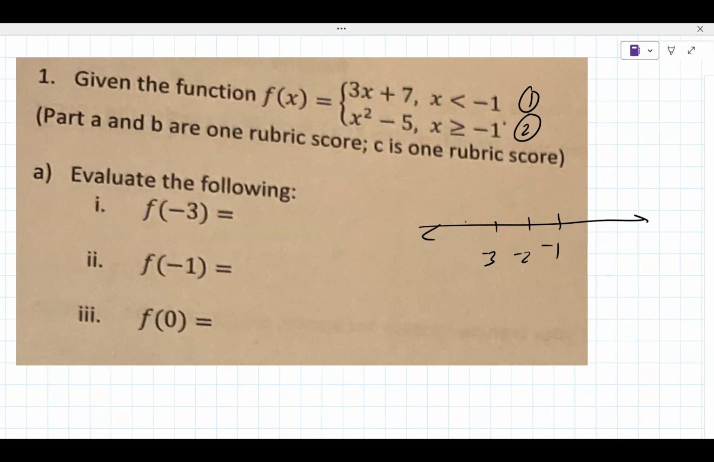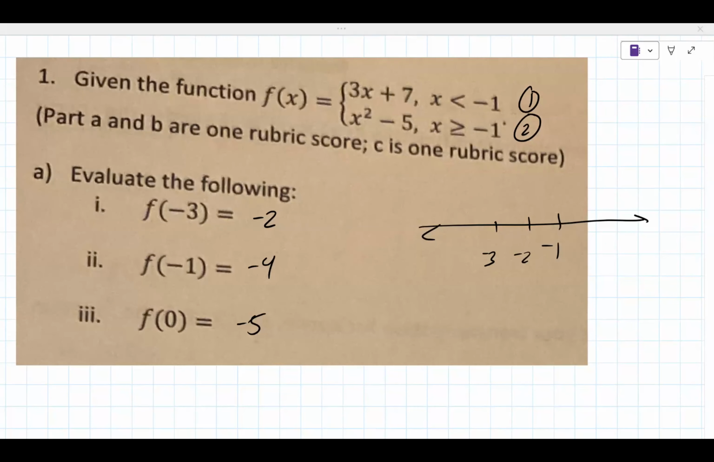So then that would be 3 times minus 3, which is negative 9, plus 7, which would be negative 2. Okay. And then negative 1 would be the second one because it's equal to. So then that would be 1 minus 5, which equals negative 4. And then 0 is greater than negative 1. So that would just be negative 5 because 0 minus 5 is minus 5.